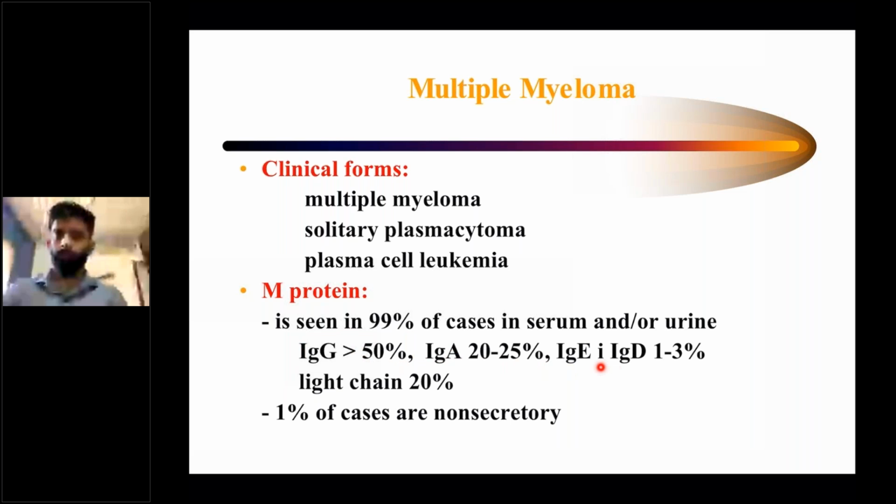IgA is 20 to 25%. IgE or IgD is 1 to 3%. Light chains are about 20%. So 1% of the cases are non-secretory. The others are secretory. Only 1% are non-secretory. Here, M protein is very specific. It's seen in 99% of the cases in serum or urine.